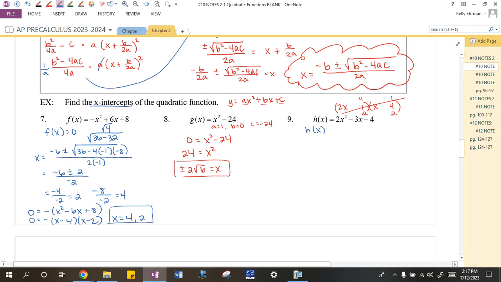So h of x equals 0 when x equals the opposite of b, which is positive 3, plus or minus the square root of 9 minus 4 times 2 times negative 4, all over 2a, 2 times 2. What's underneath the square root? Negative 4 times 2 is negative 8. Negative 8 times negative 4 is 32, so 9 plus 32. So that's the square root of 41. So 3 plus or minus the square root of 41, which doesn't simplify, all over 4. Leave it like that.